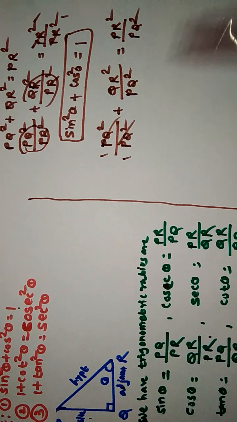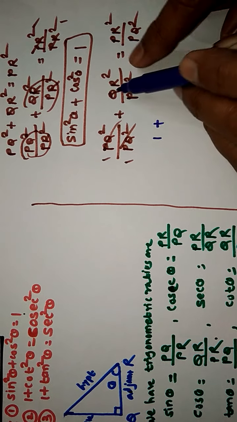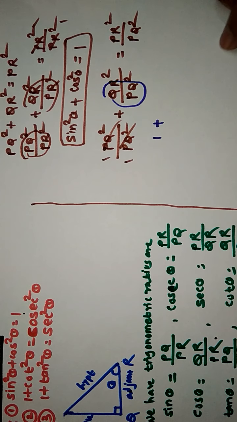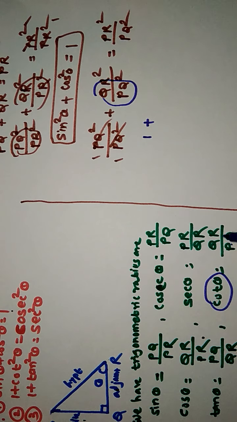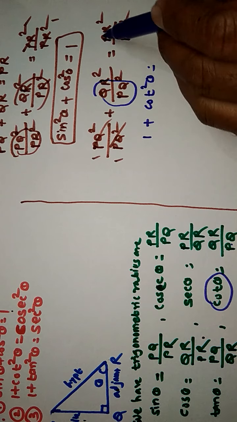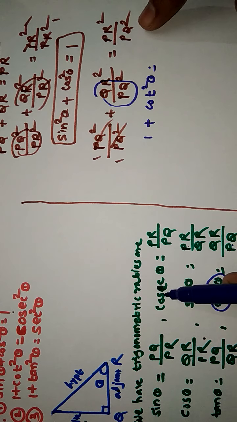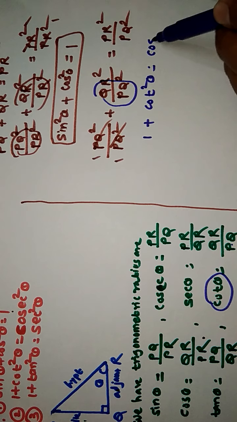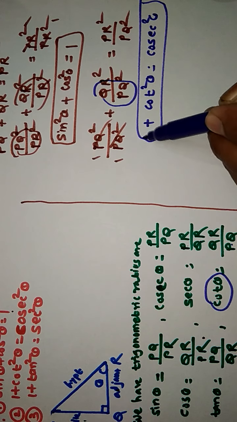PQ square cancels. Here we get 1 plus QR upon PQ, which is cot theta, and their square means cot square theta. PR upon PQ is the cosec, and its square is cosec square theta. This is the second identity.